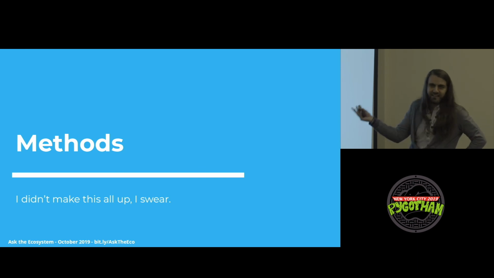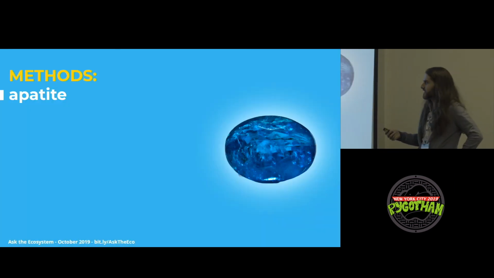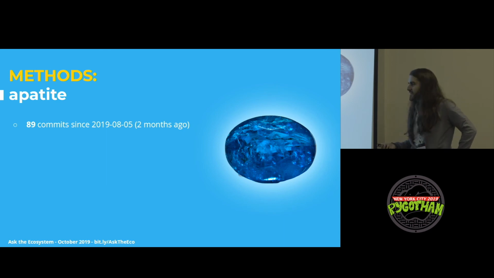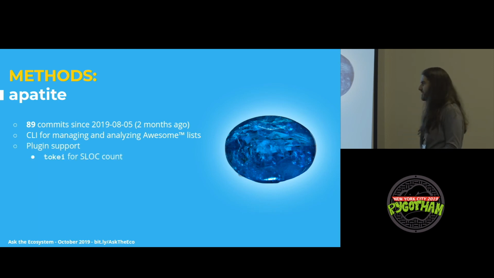Now, I think I need to spend a minute or two just talking about how I did all this. I didn't make it up. I actually built an application, not yet featured on the list. It only has 89 commits and was started 2 months ago. It's called Appetite, starts with APA. It's a mineral. It looks like this. It's a CLI for managing these awesome lists with a focus on metrics. It has plugins for these metrics.